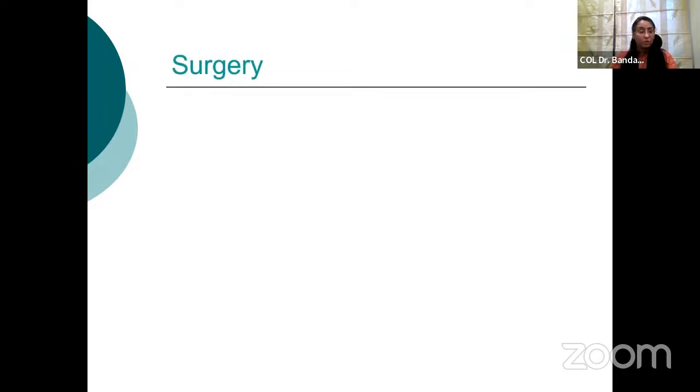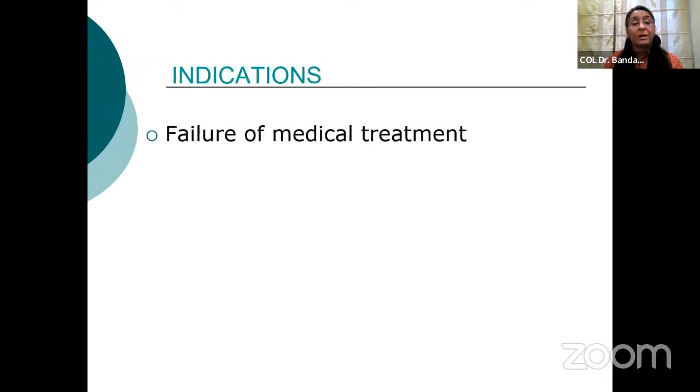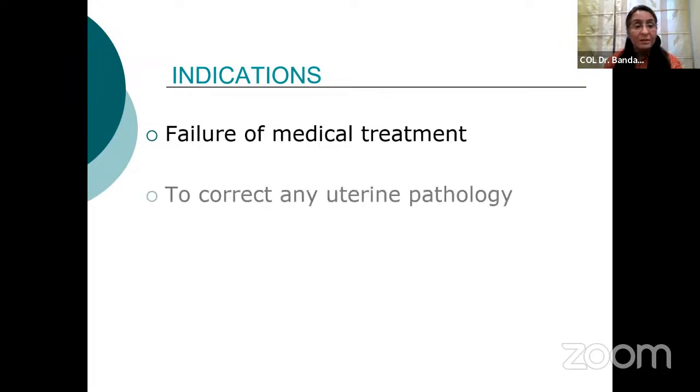Now we come on to the surgical interventions. The surgical interventions can be diagnostic, curettage, or therapeutic. Then there can be modalities of destroying the endometrium, where we destroy the basal layer of the endometrium, and removal of the uterus. Right? These are the different surgical modalities available. Indications being where there is failure of medical therapy. Like if you have given 6 months of medical therapy and there is no improvement, or even after 1 or 2 months, the passage of clots is still there, then definitely surgical intervention is indicated.